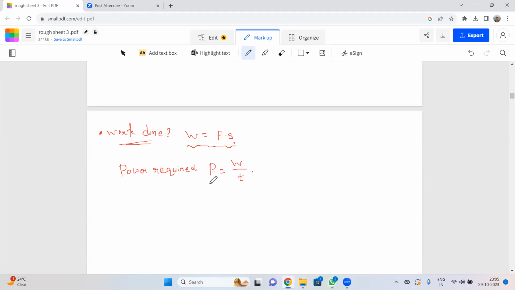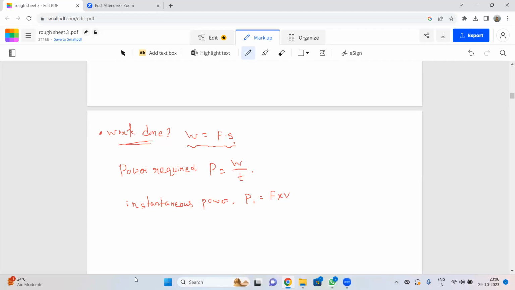Or we have one more formula for power, which is known as instantaneous power. It is going to be equal to the value of force into velocity. These things are here in the note.